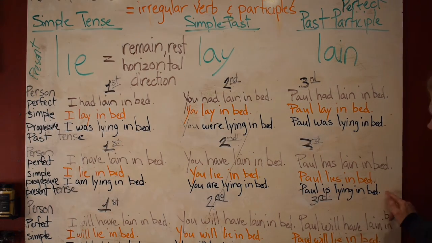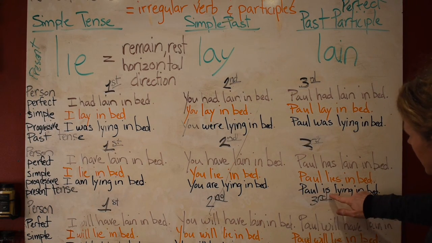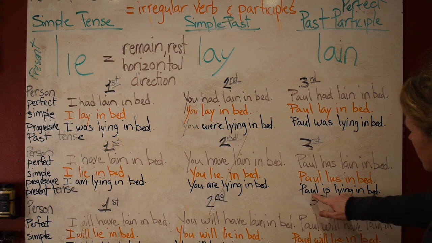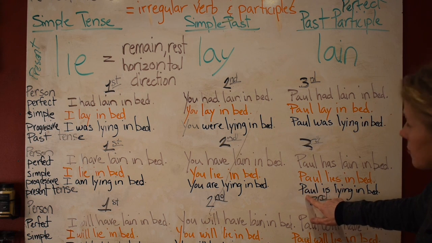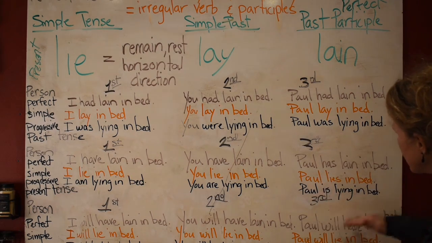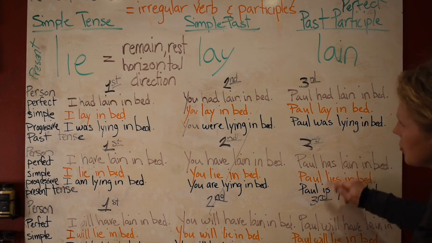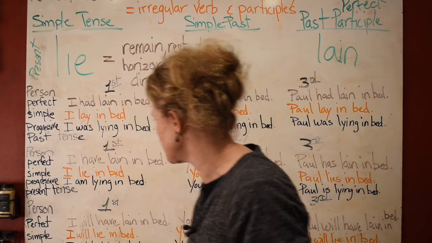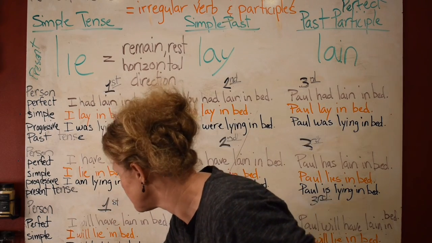Paul is lying in bed. Paul takes the singular. Is is your auxiliary verb. Singular takes the singular verb in third person. See how it changes in the present tense. It's different in third person than it is in first person. Let's look at the future tense.